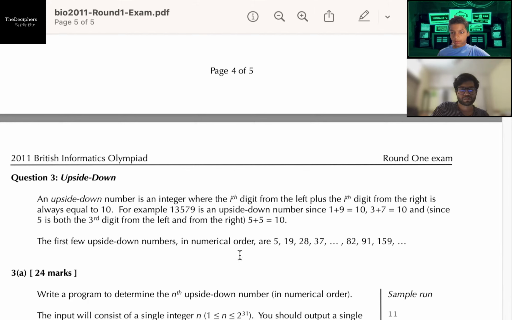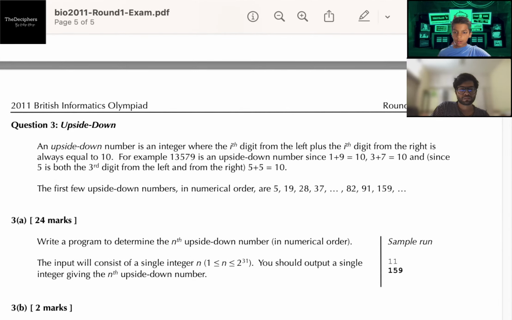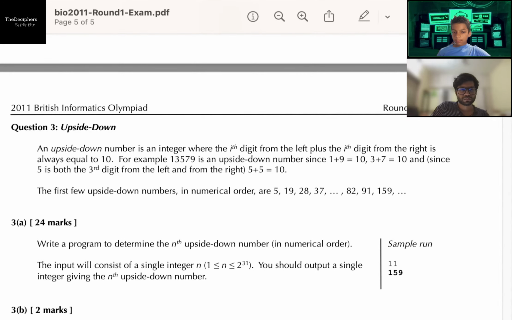The first few upside down numbers in numerical order are 5, 19, 28, 37, then all the way up to 82, 91, 159, and it keeps going on and on and on. So we have to write a program to determine the nth upside down number in numerical order. The input will consist of a single integer n, where n is between 1 and 2 to the power of 31. You should output a single integer giving the nth upside down number.